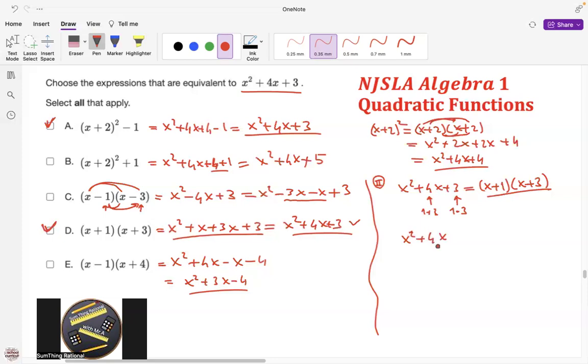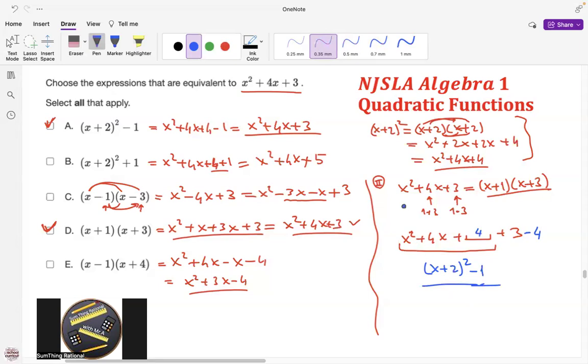How do we write this in vertex form? We need to complete the square. X squared plus 4x plus what number will make the whole expression a whole square? Already we discussed here: x squared plus 4x plus 4 becomes x plus 2 whole square. Since I added 4, I need to subtract 4 also. Why? Because the expression should remain the same. By adding some numbers and subtracting some numbers, the expression must remain the same. So 3 minus 4 is negative 1. Which means x plus 2 whole square minus 1 gives you the same expression as x squared plus 4x plus 3, which is in the A option also. So A and D will be correct for this question.